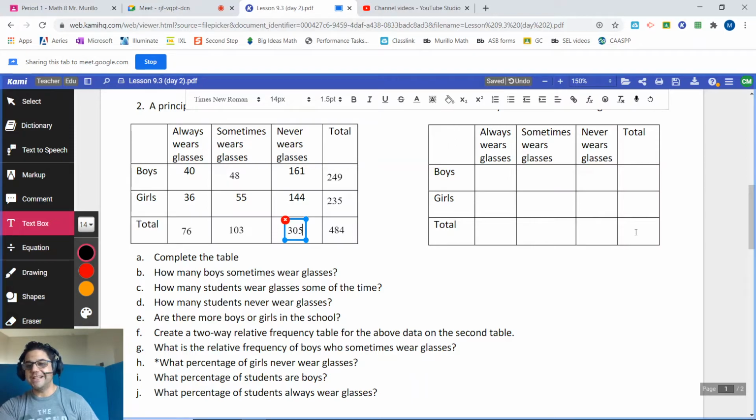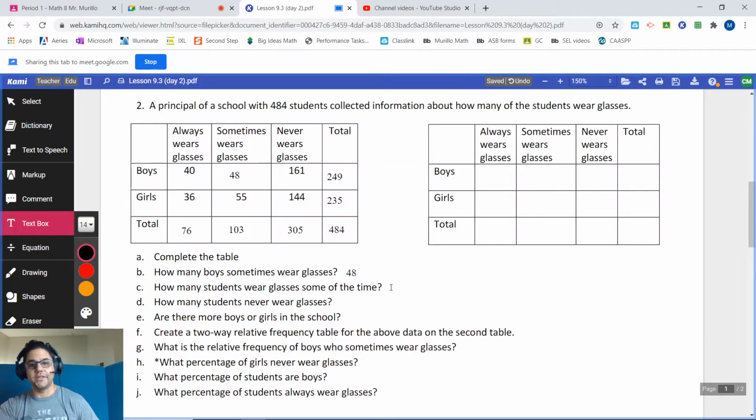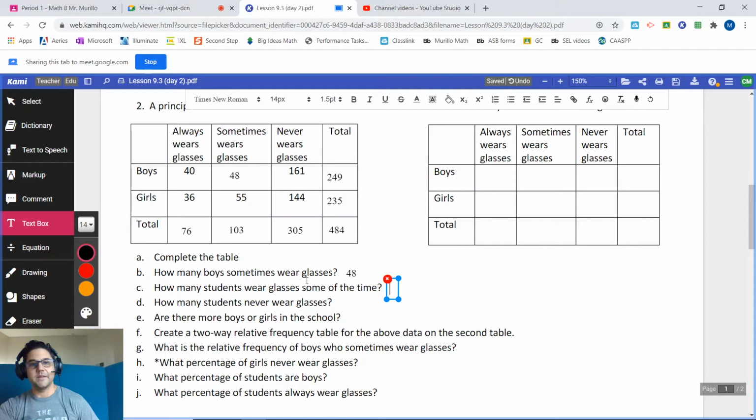If you want to go straight to this data over here and then answer all your questions, you definitely can, but you don't have to. How many boys sometimes wear glasses? So boys sometimes, 48. How many students wear glasses some of the time? So we're looking at the total students sometimes wear glasses, 103. How many students, again the grand total information, never wear glasses? Never wear glasses, 305. Lucky students.